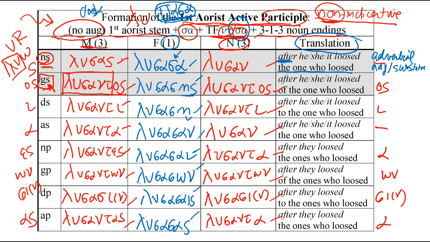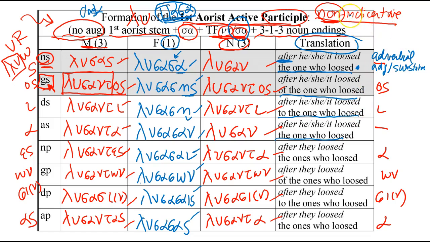Now, if the participle stands by itself and it's not attached to anything, probably it's best to try to translate it this way, because then you get the case endings translated. So the one who loosed, of the one who loosed, to the one who loosed, the one who loosed. This translation, when you only have the participle by itself and not attached to anything, allows you to show the nominative, the genitive, the dativeness of the form, so that you can translate that using the prepositions.